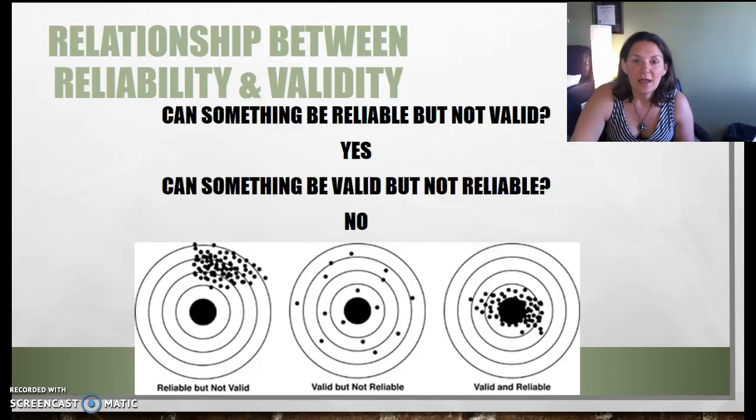And then lastly, just a picture to make sure that we understand the relationship between reliability and validity. Something can be reliable without being valid. That's my example of the shower head. But what we really want is something that is both valid and reliable. You get the same results every time, and they are the right results.